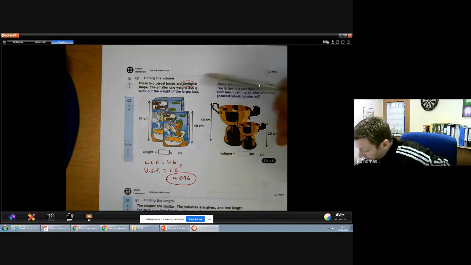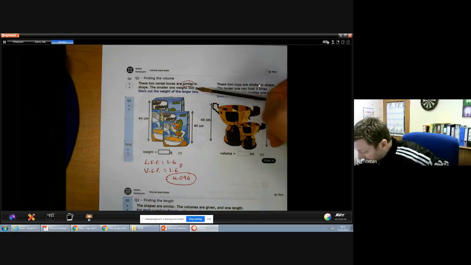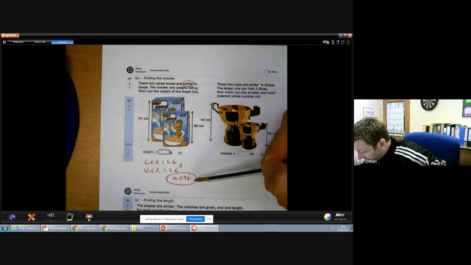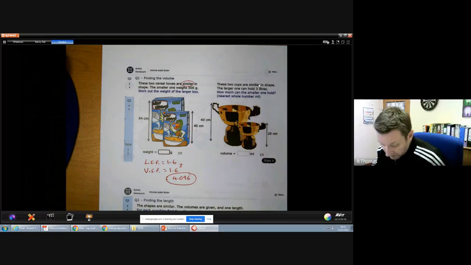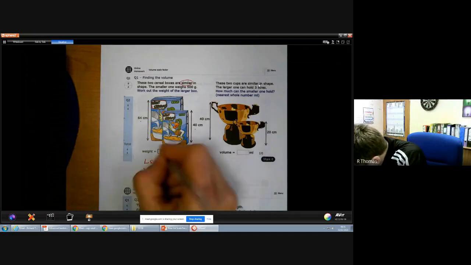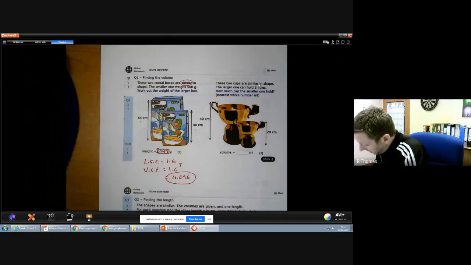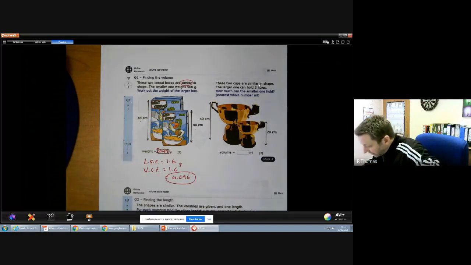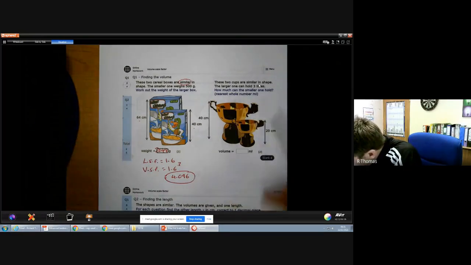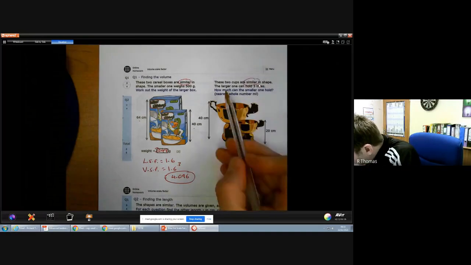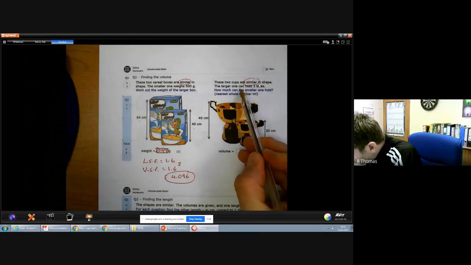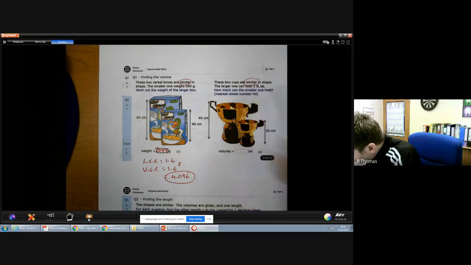So if they've given me the weight of the smaller box, I need to multiply that by the volume scale factor to get the weight of the bigger box. And it's 2048. You can double check that, okay? Similar question here now on the right. 2 cups similar in shape. This time the larger one, they give us the larger volume, can hold 3 liters. How much can the smaller one hold?